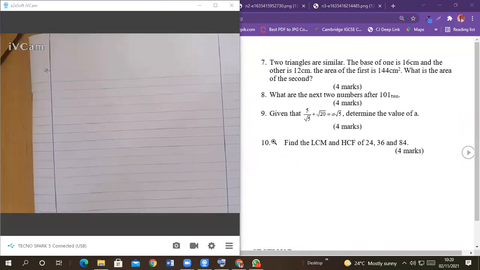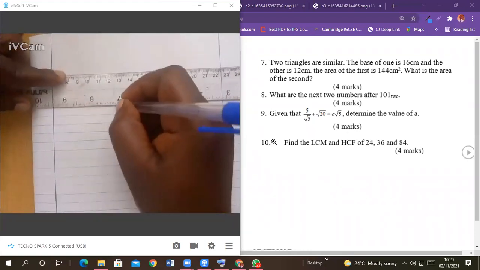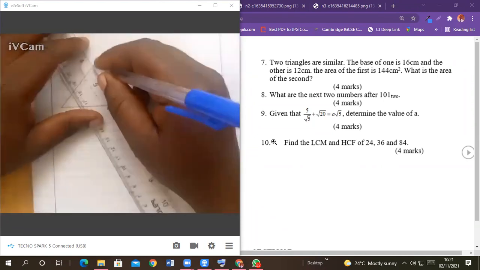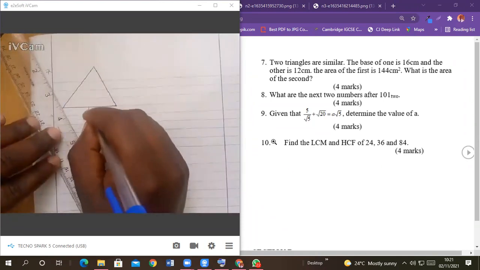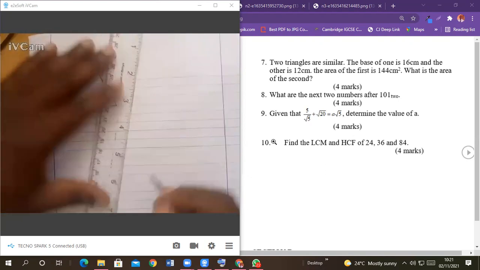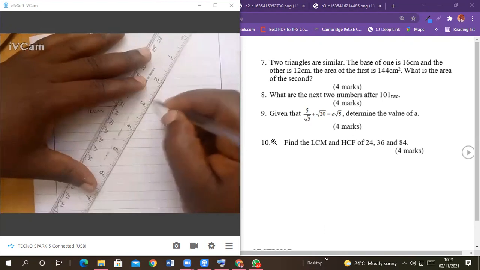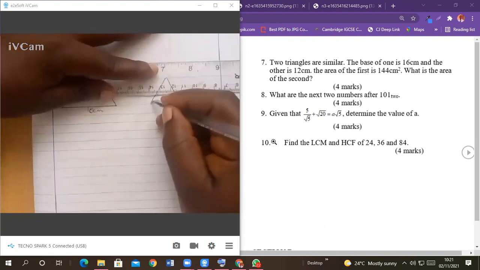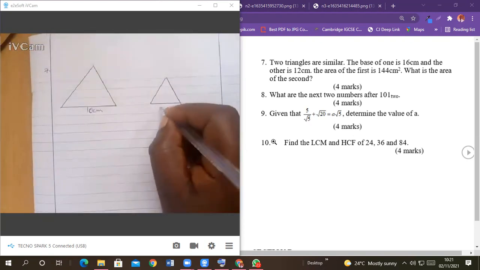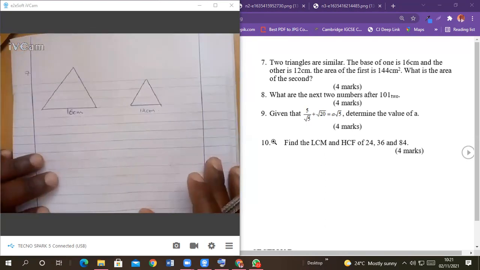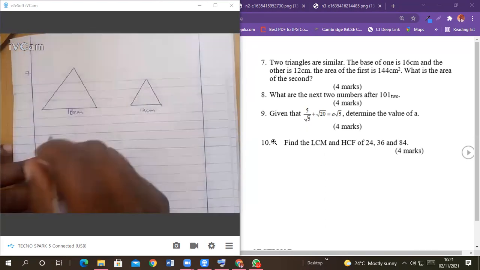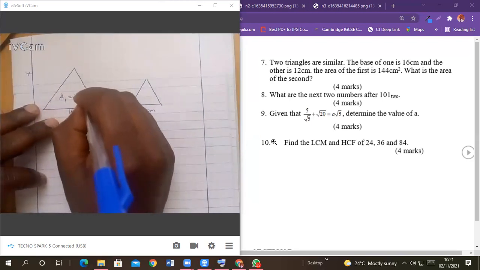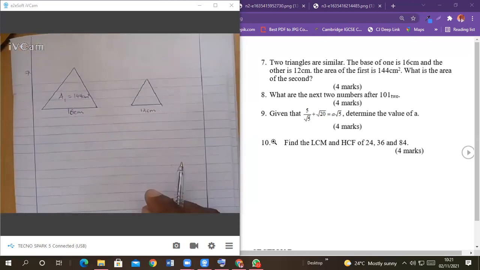So the base of one is 16. I will draw the first one, which has a bigger base. Its base is 16 centimeters. And then the other one, its base is 12, so it is quite small compared to the first one. This one, its base is 12 centimeters. So they are saying that the area of the first one, let me call it A1, is 144 centimeters squared. What is the area of A2?